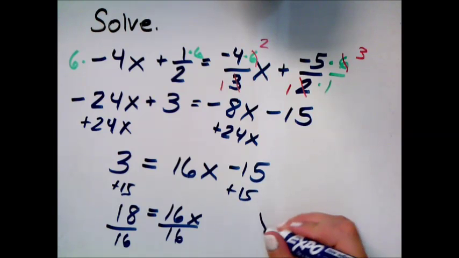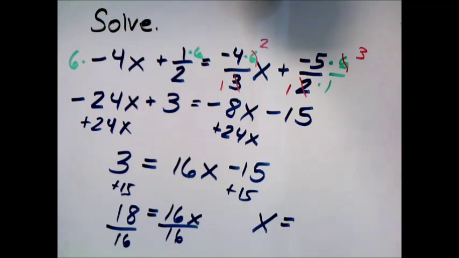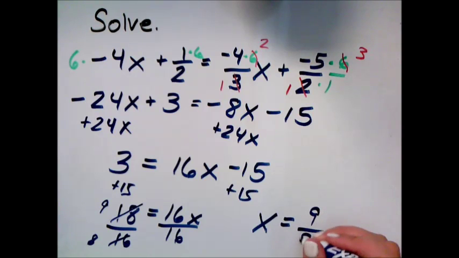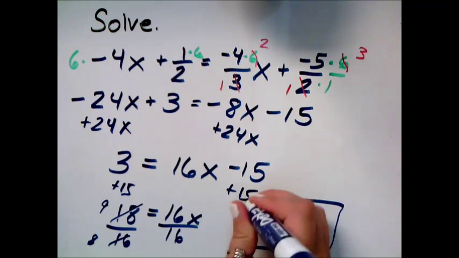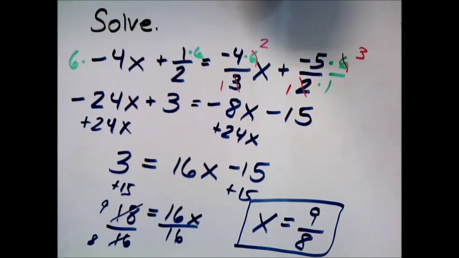And so I'm essentially done, but I want to make sure my fraction's reduced all the way. I can divide 18 and 16 at least both by 2. So I end up with 9 over 8. And then, never a bad idea, even if you're only just going to do it on the calculator to save time because of all the fractions, to put your answer back in there and make sure that it works.